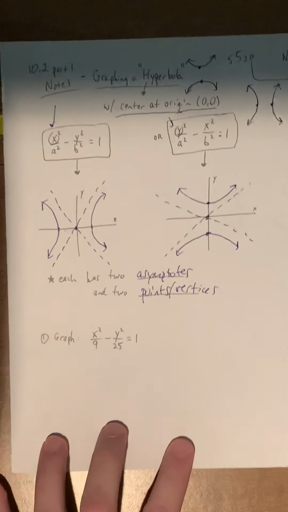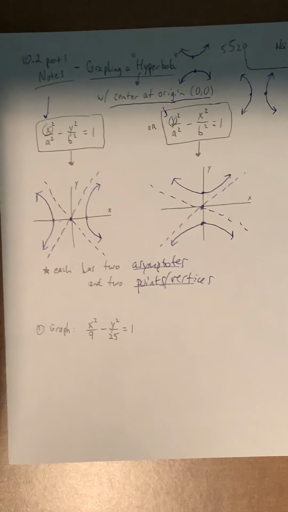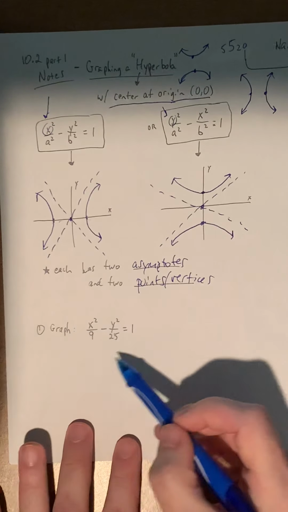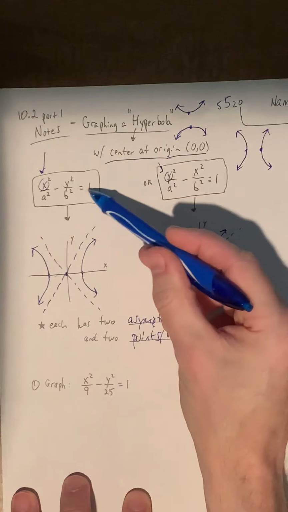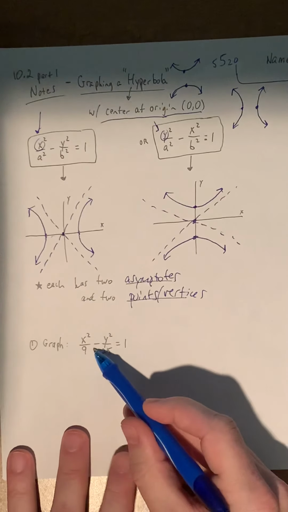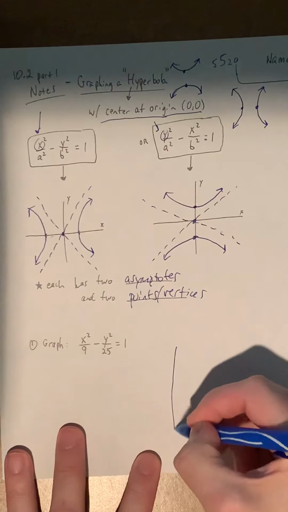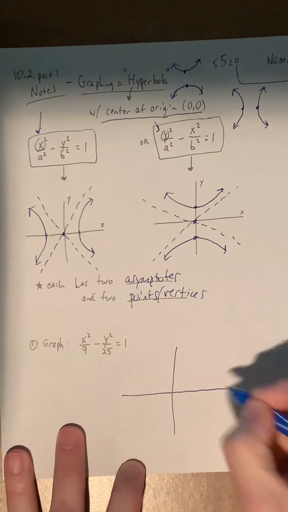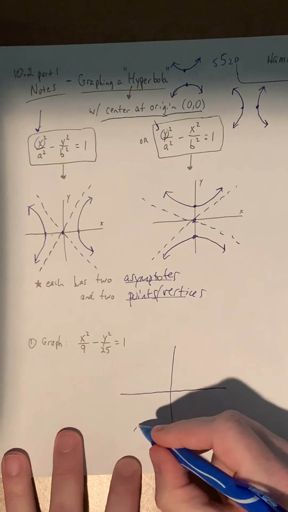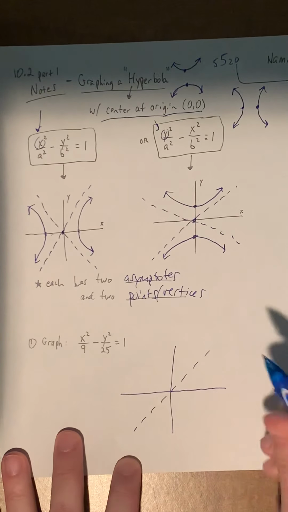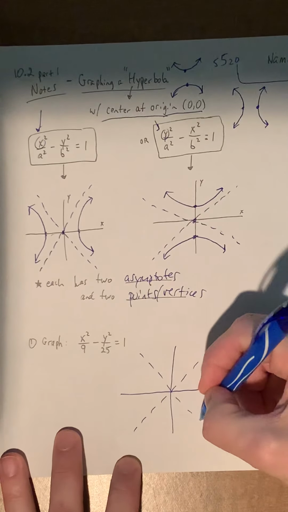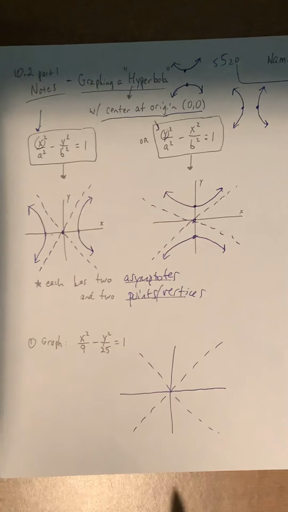Here we go. Number one. All right, so everything fits the generic equation. You have it equal to 1. You have the subtraction sign, so it is a hyperbola. All right, so let's go ahead and make our graph. We're going to have two asymptotes. You can go ahead if you want and just graph those. One of them diagonal, the other diagonal, resembling an X shape.